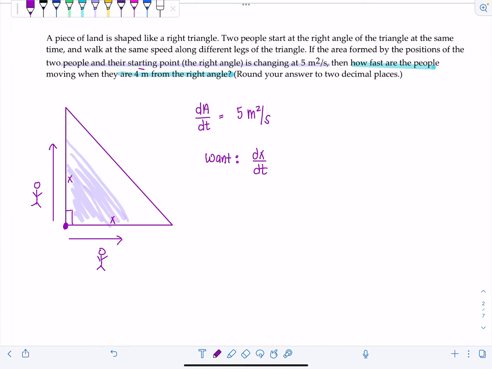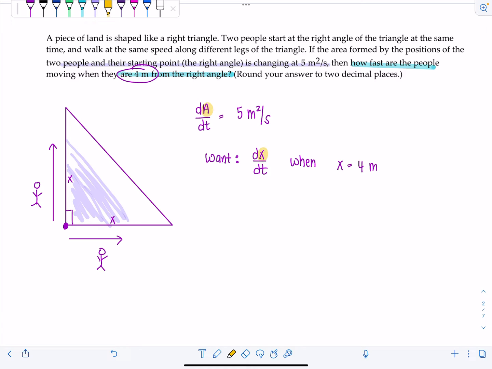Specifically, they want dx/dt when they're 4 meters from the right angle. So they want it when x is 4. We're going to save that for the end, okay? So now you're just going to focus on the variables that they gave you, x and A. Can we relate the area of this triangle and x, the distance that they've each walked?